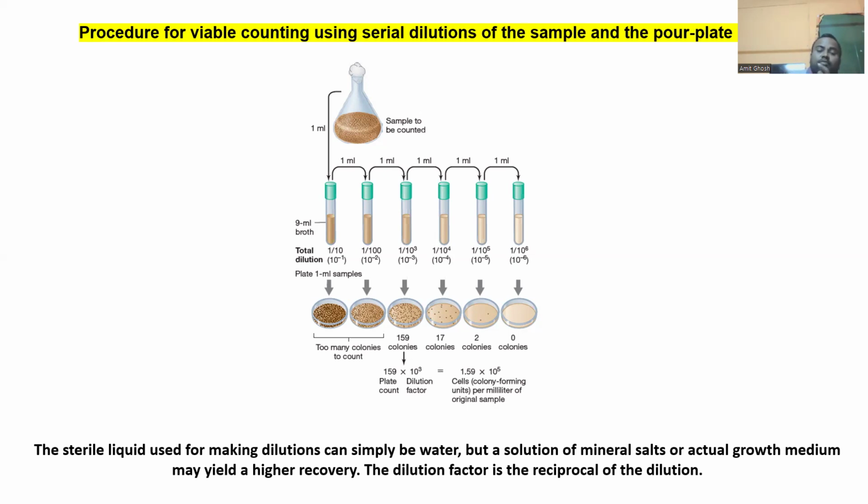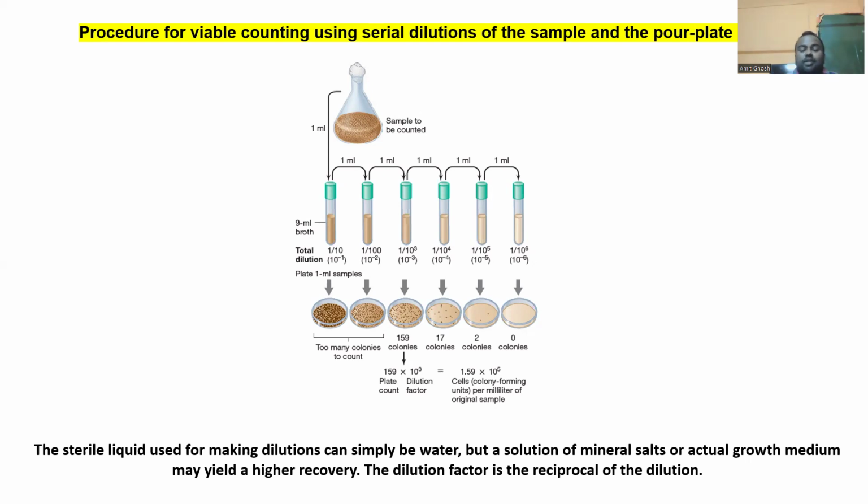And again, if I take 1 ml from this diluted culture, that is from 10 to the power minus 1, to a fresh tube with 9 ml, then it will be 10 to the power minus 2. Again, if you take 1 ml from 10 to the power minus 2 to a fresh tube with 9 ml, then it will be 10 to the power minus 3. If you again take 1 ml from 10 to the minus 3 into 9 ml broth, it will be 10 to the minus 4, and 10 to the minus 5 and 10 to the minus 6 can be made by this process.